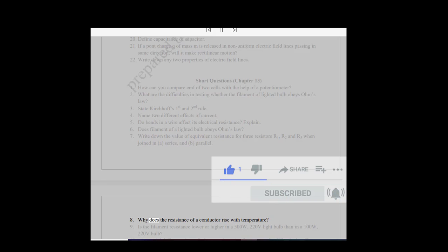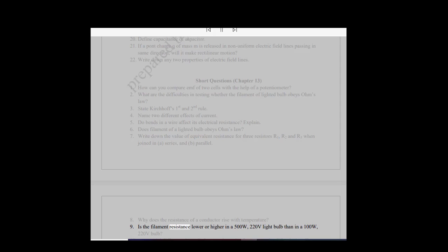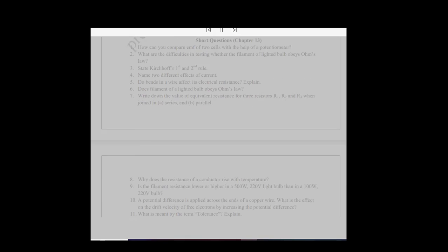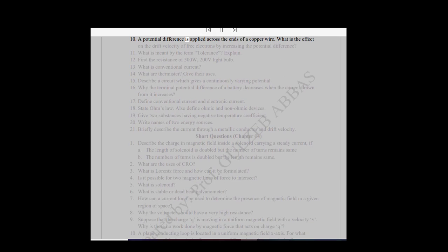8. Why does the resistance of a conductor rise with temperature? 9. Is the filament resistance lower or higher in a 500W 220V light bulb than in a 100W 220V bulb? 10. A potential difference is applied across the ends of a copper wire. What is the effect on the drift velocity of free electrons by increasing the potential difference?